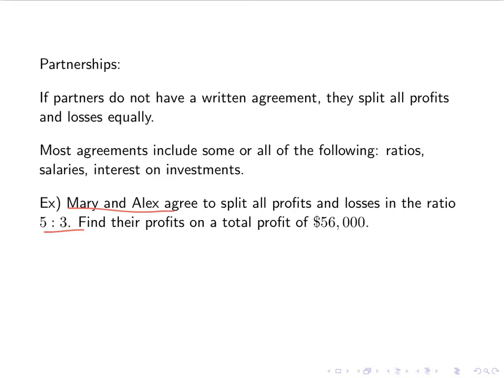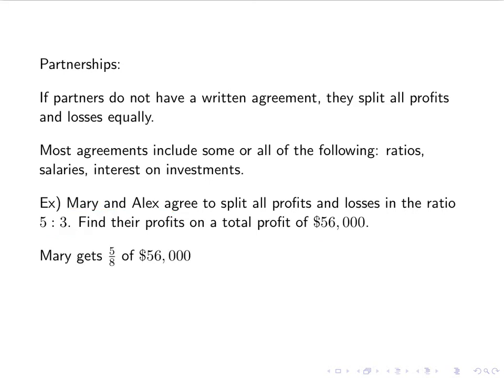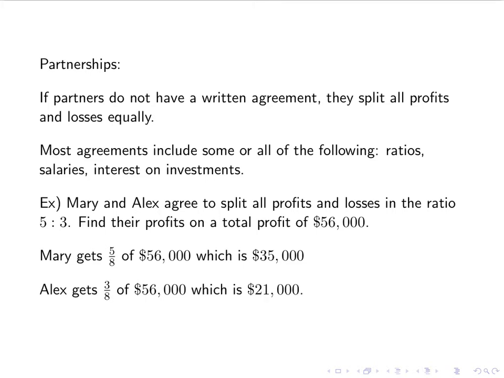So what you have to do is find the ratio not just of Mary to Alex, but Mary to total and Alex to total. So remember, the total is going to be the sum of the 2 pieces of the ratio. So Mary's ratio is going to be 5/8, and Alex's ratio will be 3/8. So Mary's going to get 5/8 of 56,000, which is 35,000. Remember, of means multiplication, so 5/8 times 56,000. And Alex is going to get 3/8 of 56,000, which is 21,000.